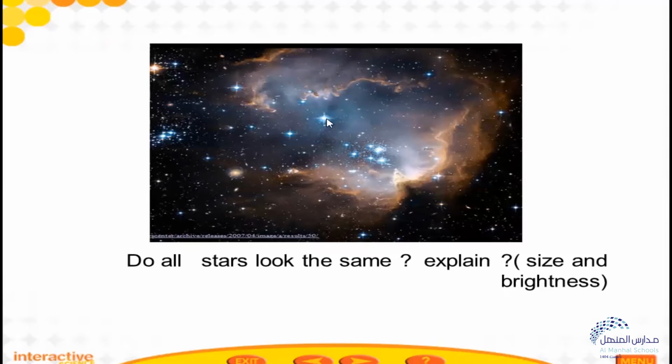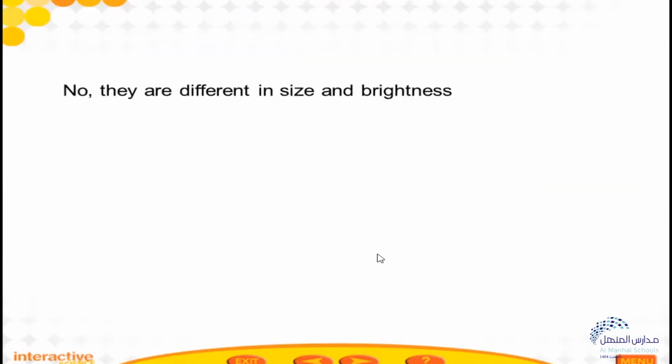We can see this one appears as big or bigger than this one. This one is very tiny. Also, the brightness. This one is very bright. This one is very bright. The other one is faint. So the stars are not the same. Stars are different in size and brightness. When you look at the sky, you can see thousands of stars, but they are different in size and brightness.